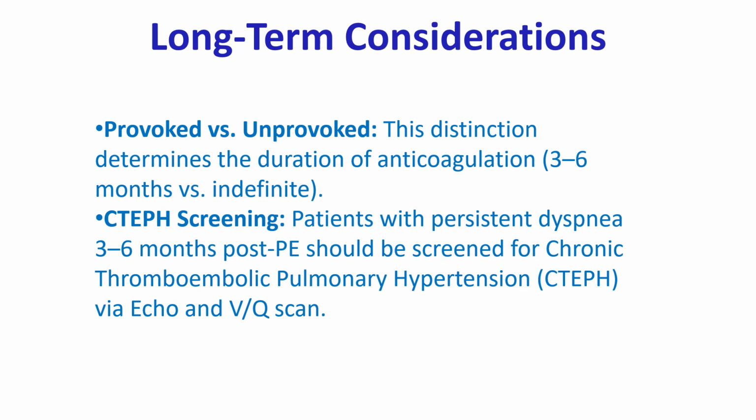CTEPH screening. Patients with persistent dyspnea 3 to 6 months post-pulmonary embolism should be screened for chronic thromboembolic pulmonary hypertension with echo and VQ scan.